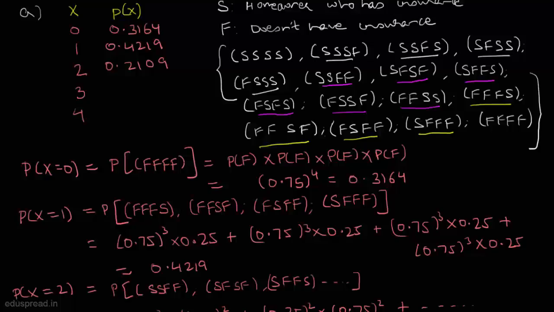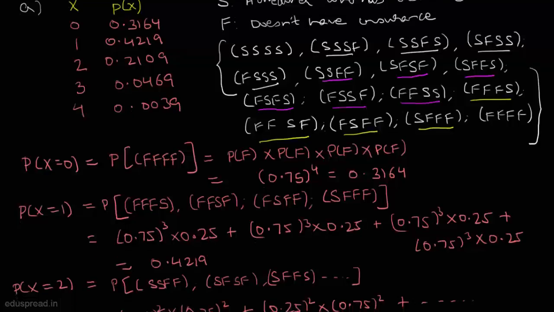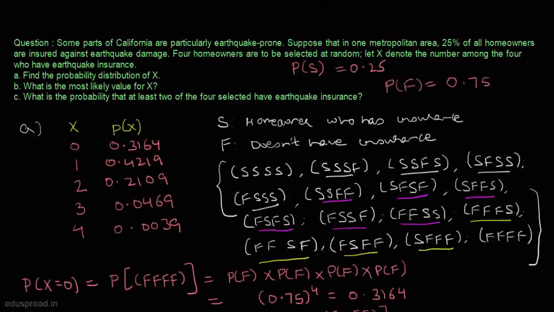After solving for this, the probability values that you will get here are 0.0469. So here you will get 0.0469, and 0.0039. I'm not showing you the calculation of these two probabilities. I hope it's all clear now so you can calculate it on your own. So these are the values that you will get. With this, we are done with part A of this question. In part A, we had to find the probability distribution of X. So this is the probability distribution of X. You can try and sum all these values and the sum will be equal to 1.